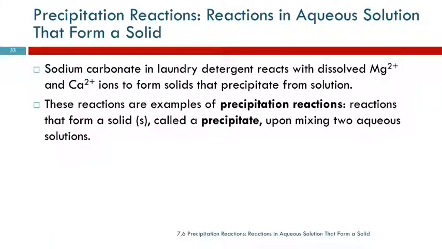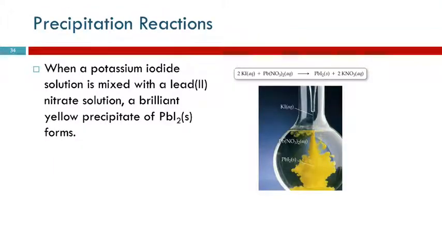So let's talk about precipitation reactions. We introduced them in the first section. Talked about sodium carbonate in laundry detergent softens the water by getting rid of the magnesium and calcium ions. Those reactions are examples of precipitation reactions. So a reaction that forms a solid when you mix two aqueous solutions. So you've got two dissolved solutions, two liquids, you mix them together, you get a solid. That's a precipitation reaction. Here's an example of one.